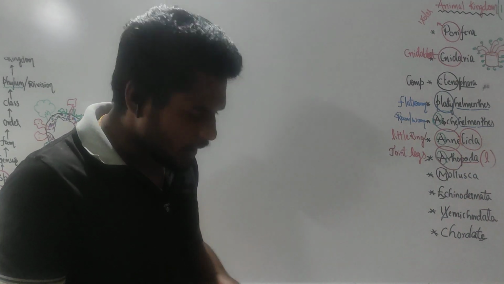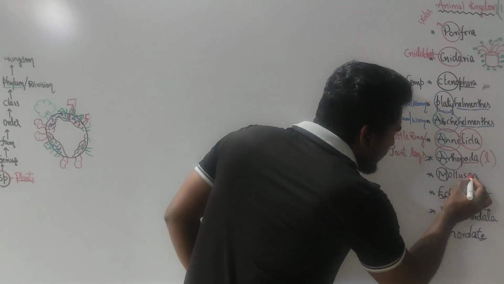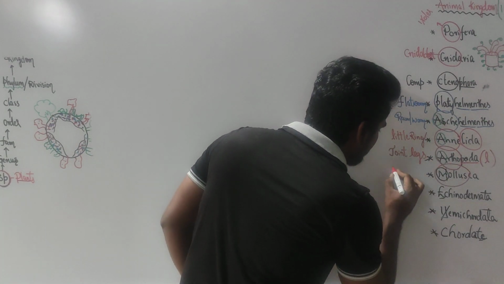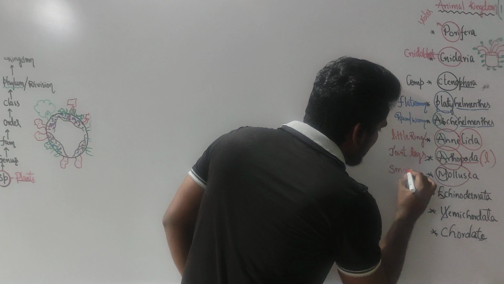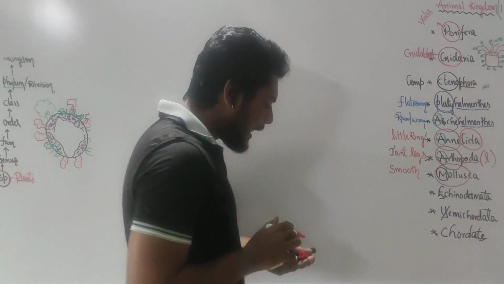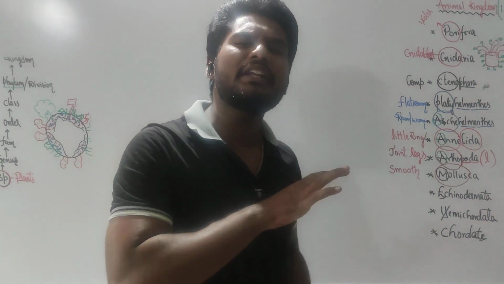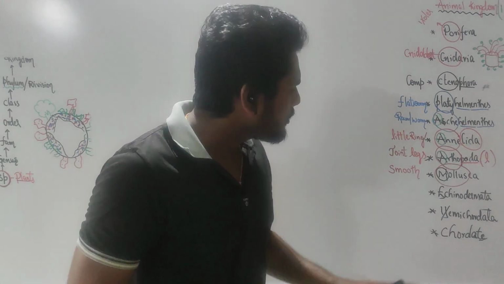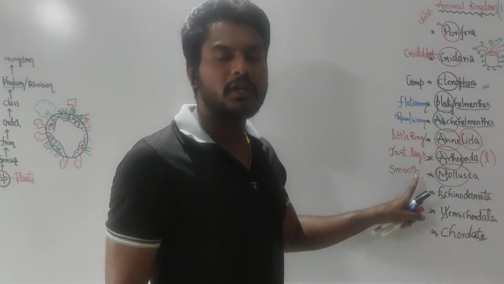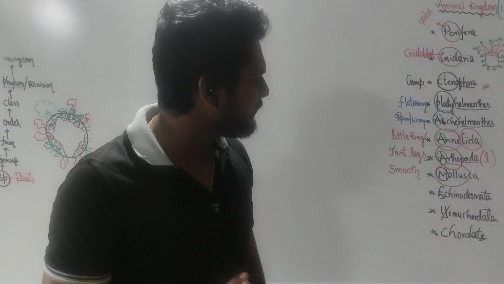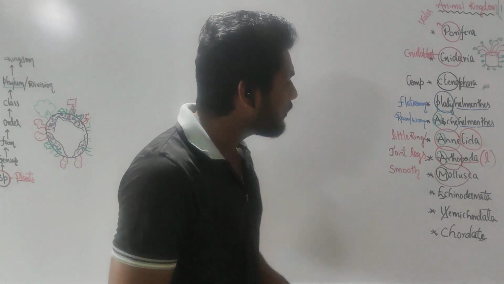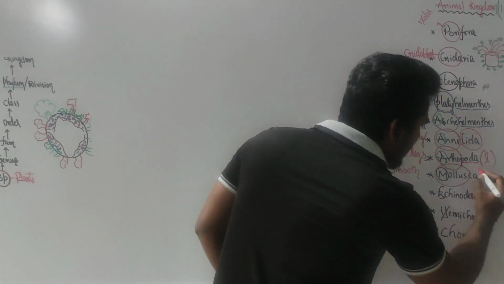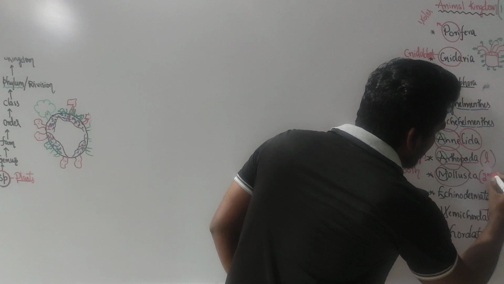Next one, mollusk. What is the meaning of mollusk? Mollusk means smooth. The animals' bodies have very smooth skin, so the word mollusk stands for smooth surface. Next we go to the echinodermata. And one more thing, mollusca is the second largest phylum.